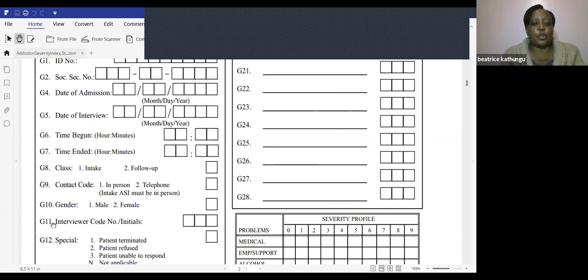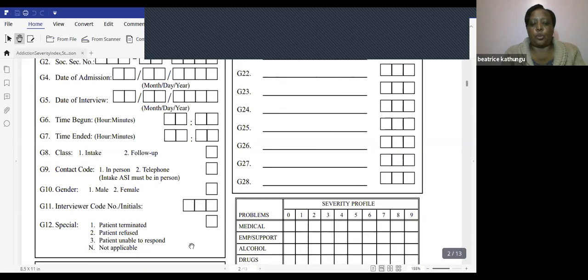Now, G11, we give our initials. Sometimes your center may have a way of identifying who gave this interview. And so if your center has some code or you can use your initials, please put them under G11.